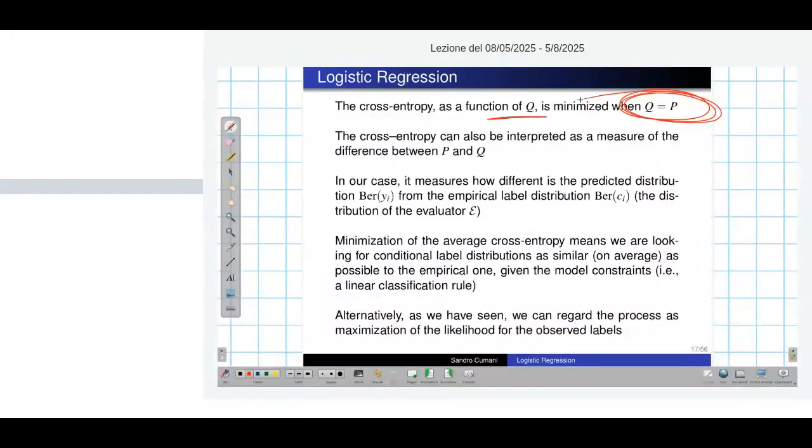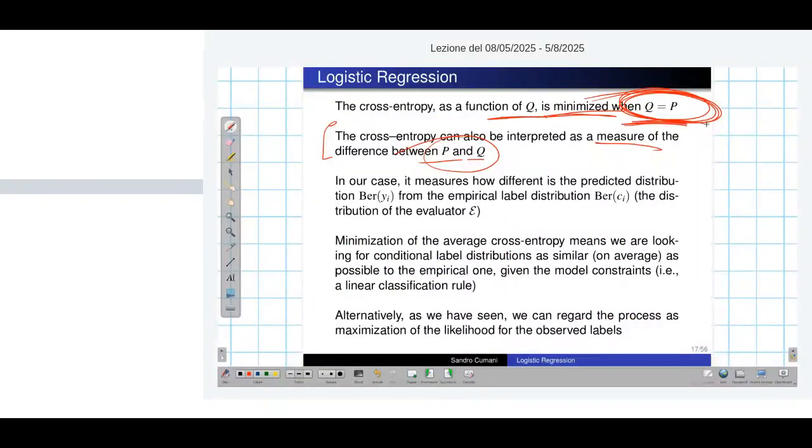What does it tell us? It tells us this important thing, that the cross entropy measures a difference. It's not a mathematical distance, but it can be interpreted as a way to measure how much two distributions are different. It's not symmetric, but in any case, if the cross entropy is large, then the two distributions are different. When it's minimized, the two distributions are the same. It's not 0, it's minimized.